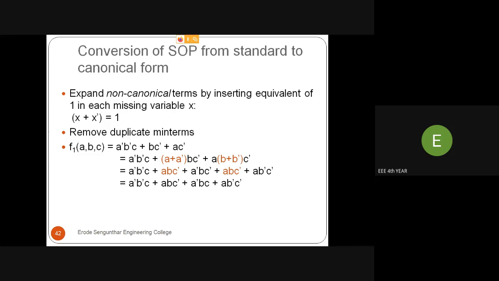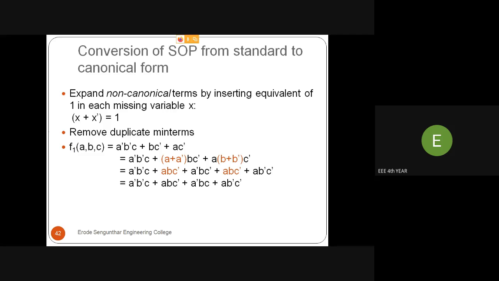So here the missing literal is a. So you write that a plus a bar into bc bar. So a plus a bar is equal to 1 into bc bar. So no value is changed. So you write that. Say third term we have missing term as b. So you write b plus b bar into ac bar.